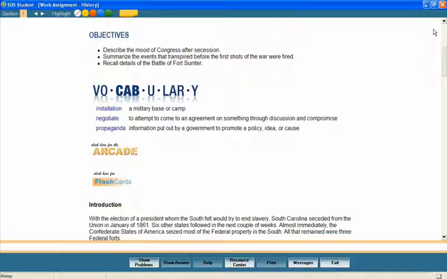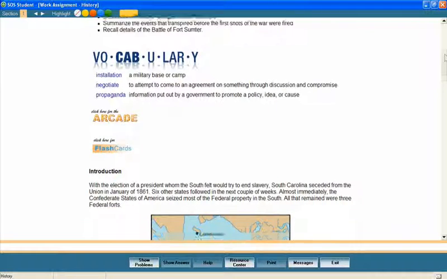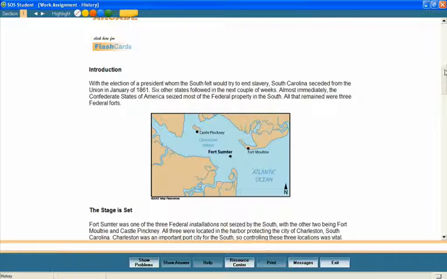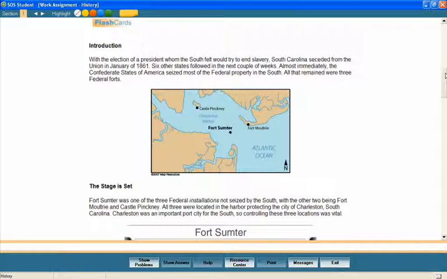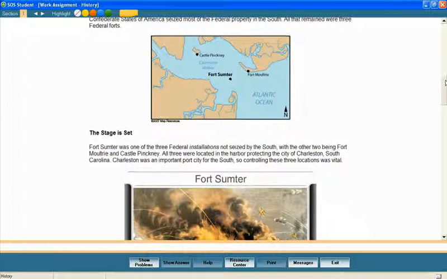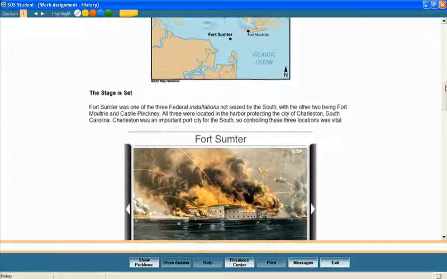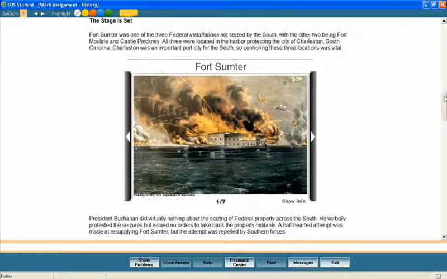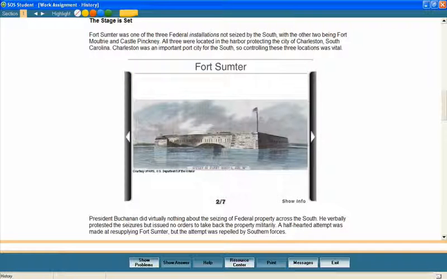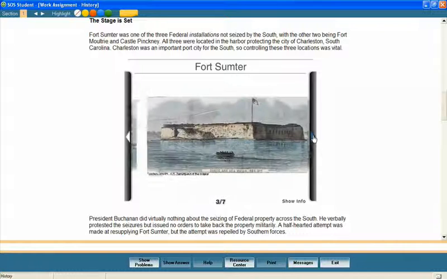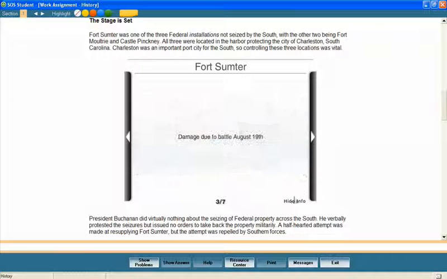After this introductory material, your student moves independently through the lesson, reading the text-based instruction and utilizing the multimedia features that have been provided. A variety of audio-visual presentations, including videos, slideshows, and animations, provide reinforcement of lesson content. This slideshow provides an introduction to Fort Sumter.